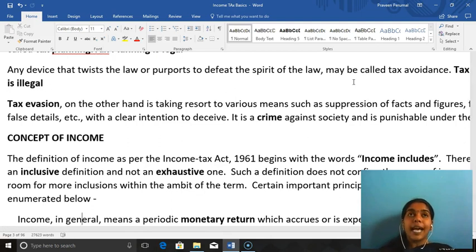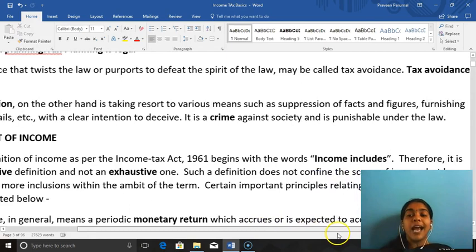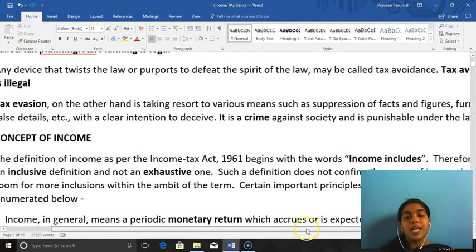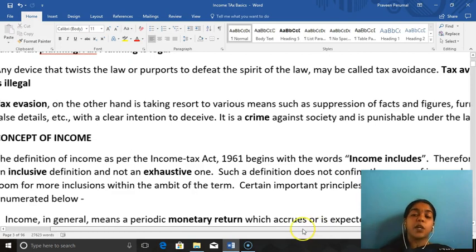Why is that so? In tax evasion, you are fabricating payments which have not been made at all. You are giving false receipts, false payments, false fabricated figures. Therefore, it is resorting to various means, which is suppression of facts or figures and furnishing false details with a clear intention to deceive. This is when you are fabricating the details. That purpose is called deception, and it is a crime against society and punishable under the law.